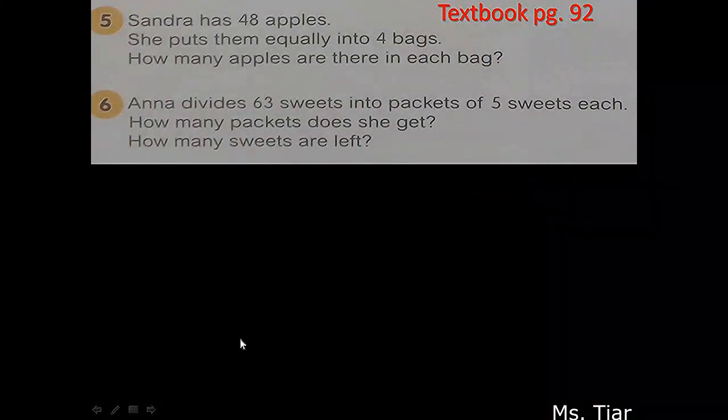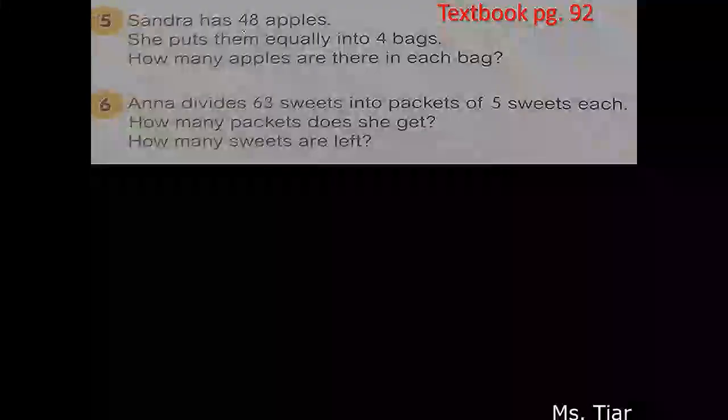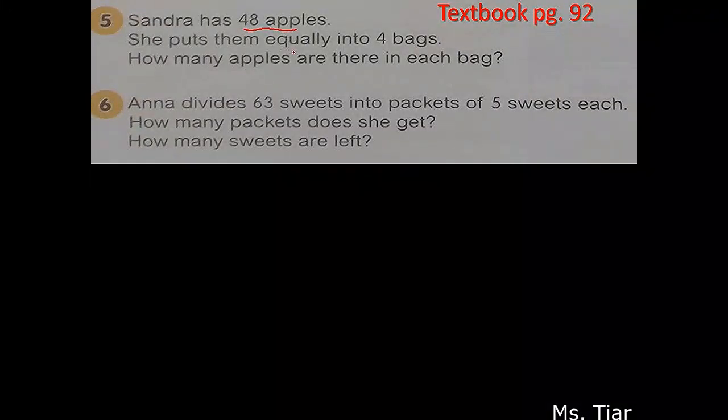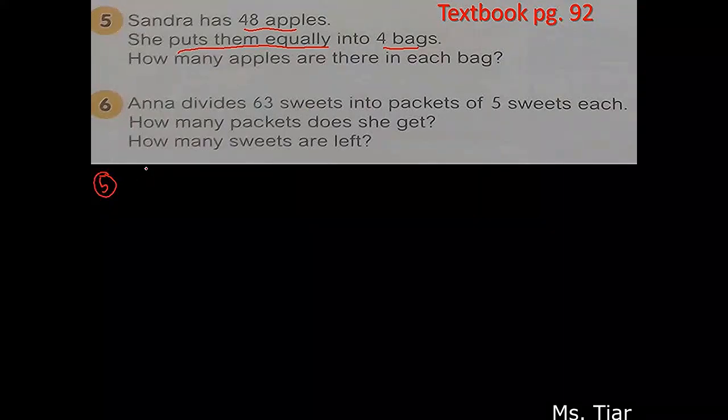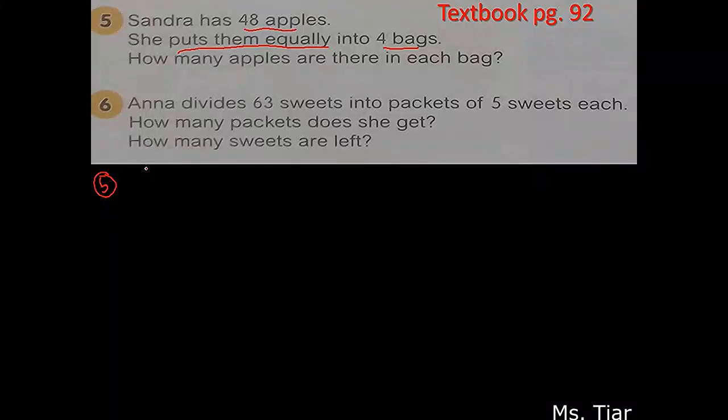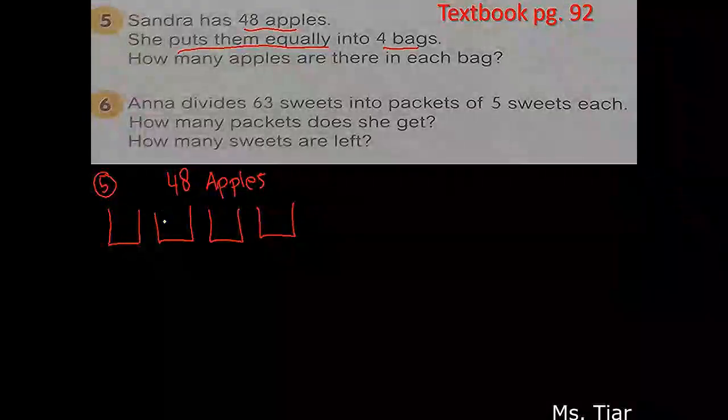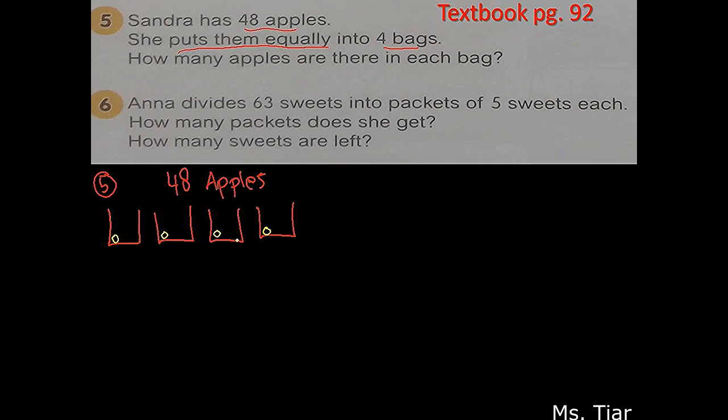Now let's check your textbook page 92. Look at question number 5. Sandra has 48 apples. She puts them equally into 4 bags. How many apples are there in each bag? So for number 5, let's draw it, because it makes the question easier to understand. We write down 48 apples here, and then we draw 4 bags. Now let's put the apples in the bags. Remember, it must be an equal number. So we put 1, 1, 1, 1, the same.